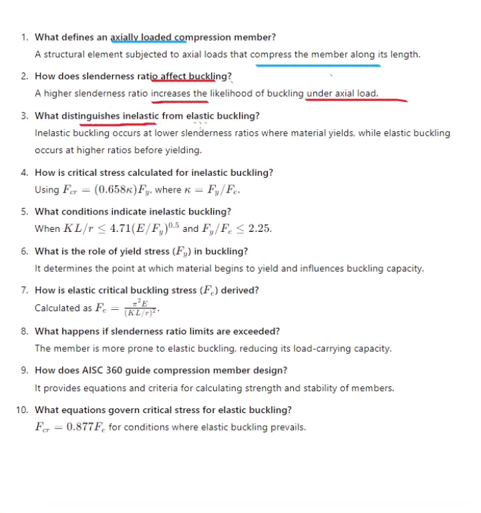What distinguishes elastic and inelastic buckling? Inelastic buckling occurs at a lower slenderness ratio. If the slenderness ratio is low, then inelastic buckling happens, where the material yields, while elastic buckling occurs at higher slenderness ratios, before yielding.